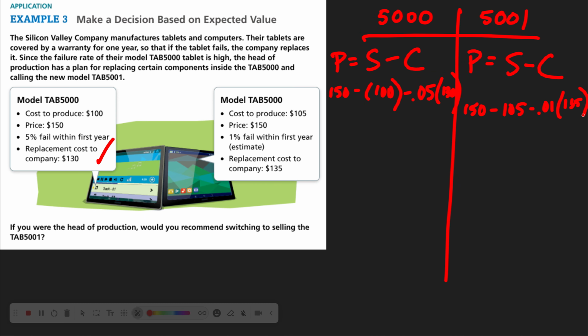Can anybody help me? I know you can't read this that easily. Does anybody have a calculator handy that can help me with this? Liliana, can you do 150 minus 100 minus 0.05 times 130? 43.5. $43.50. Okay, now can you do 150 minus 105 minus 0.01 times 135? 0.01, 135.